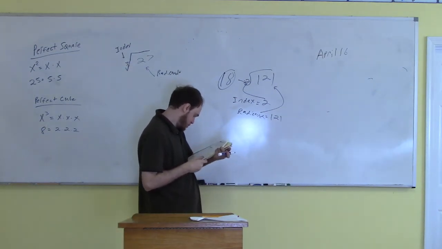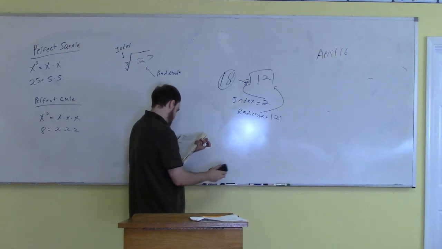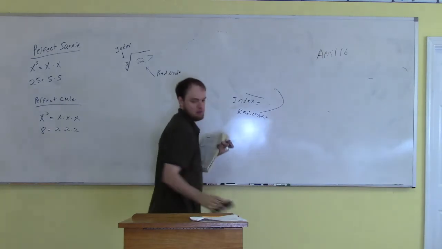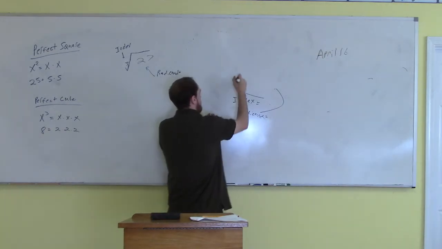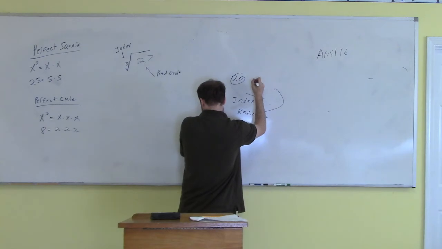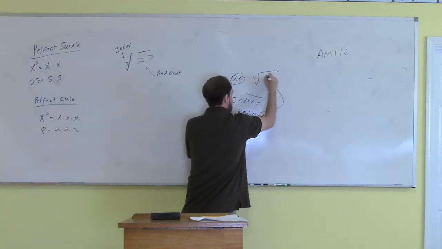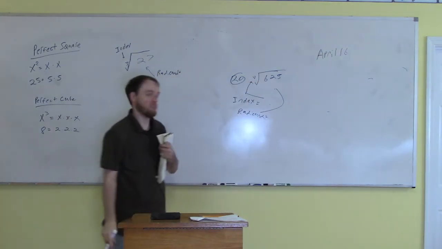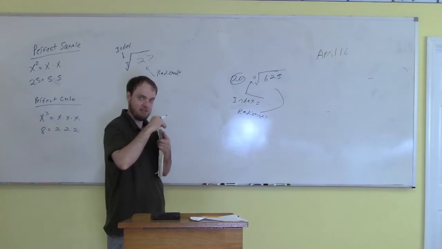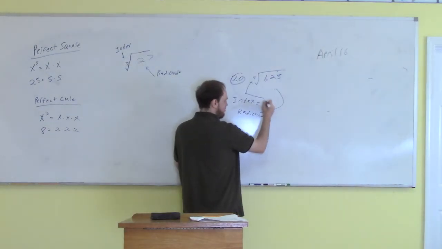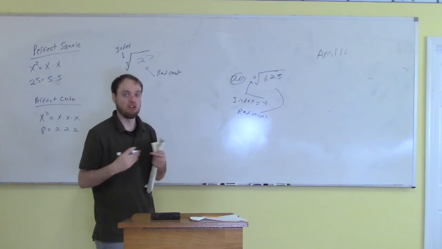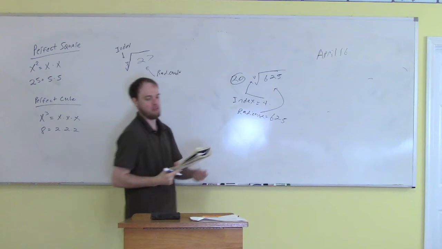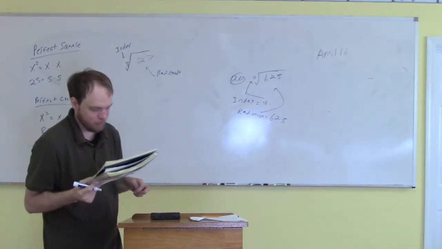I'll do 20. So 20 says the 4th root of 625. So again, the index is just the number on the outside of the radical there, inside that little tick mark. And so that is 4. And then the radicand is the number underneath the radical, which is 625. So that's all you have to do on those. So that'll get you through 22.